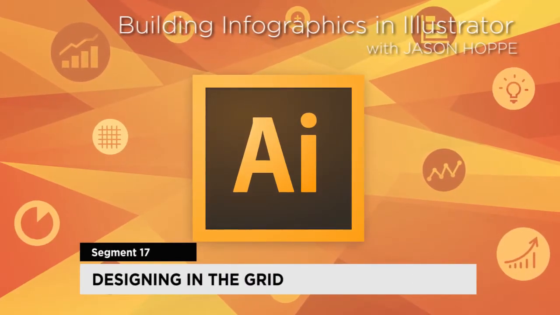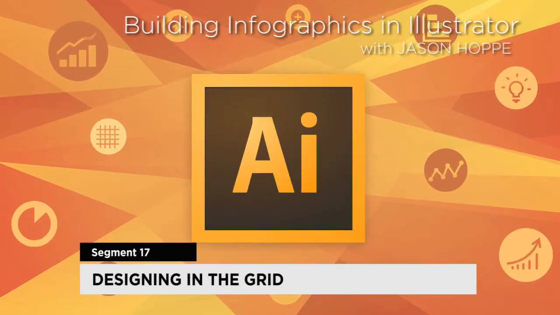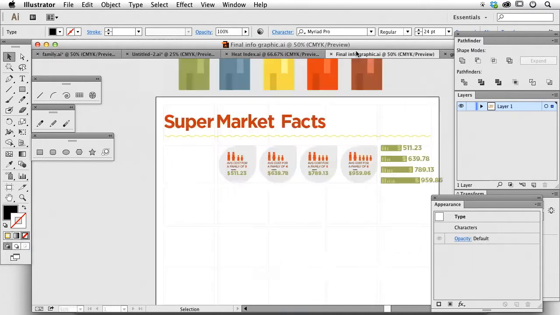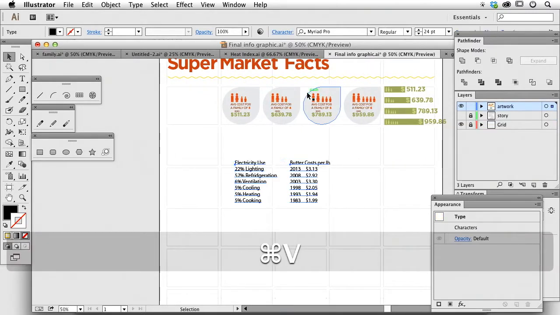So a couple other pieces of information that I have here. This one's fun, going in and doing the electricity use and the cost of butter. And I already know what kind of font I'm going to use and how I'm going to put this together. So I'm going to copy this over. I'm going to drop this right into here. I'm going to park that there.